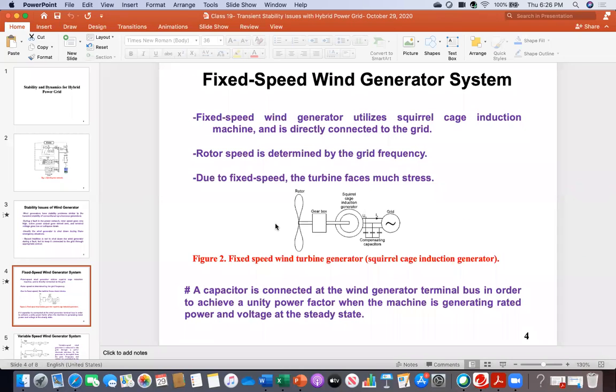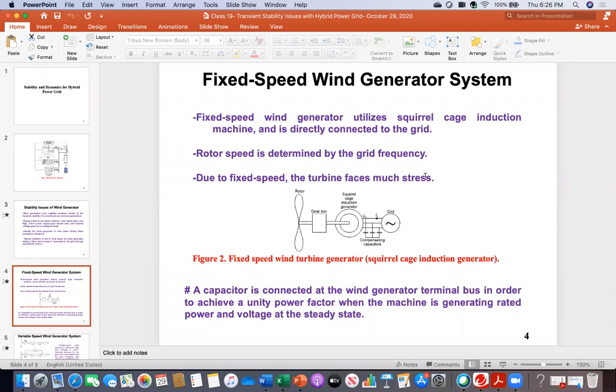I mean, wind speed is changing. We are not assuming that wind speed change is a fault or a disturbance. That is coming from nature; you have no control over that. By disturbance, we mean anything on the grid side, any fault or short circuit, open circuit, or other type of disturbance.